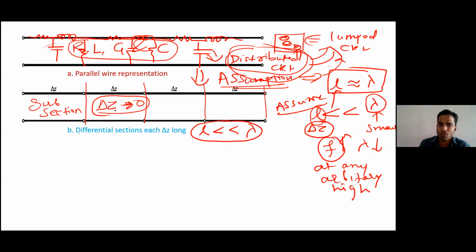So our assumption is we are breaking the line into small lengths, and we assume each to be an individual circuit where we can apply KCL and KVL. Why? Because this delta z will always be smaller than lambda. For any high frequency, this condition will always be satisfied, because it is approaching 0. Is the assumption clear?